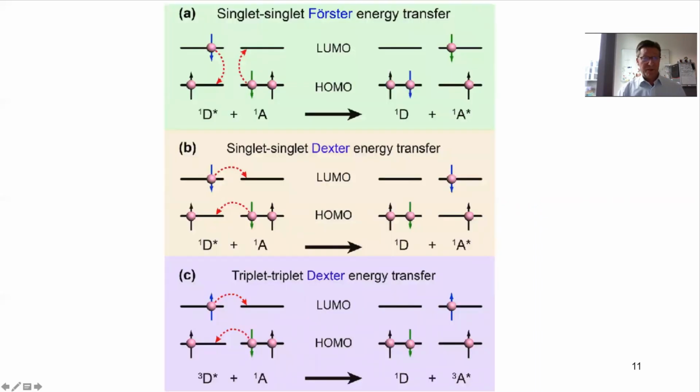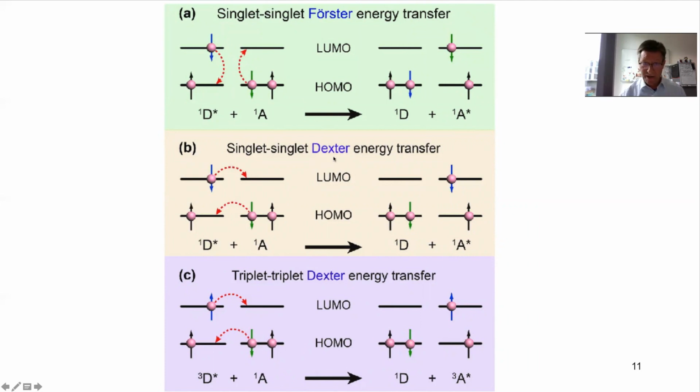Here we see them all together. This is singlet Förster energy transfer. As this electron goes down, that one goes up. We started with the singlet excited state on this side, and we end up with the singlet excited state on the acceptor. That is the Förster mechanism.